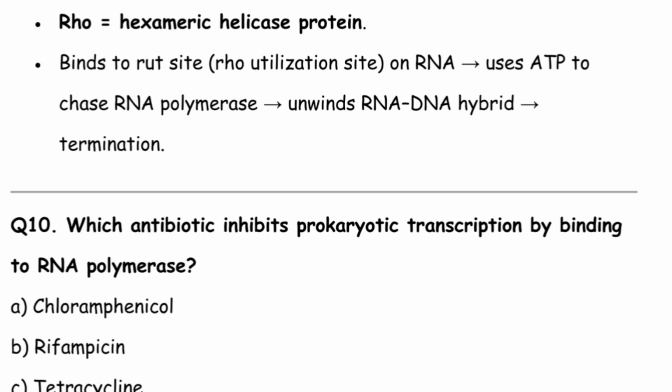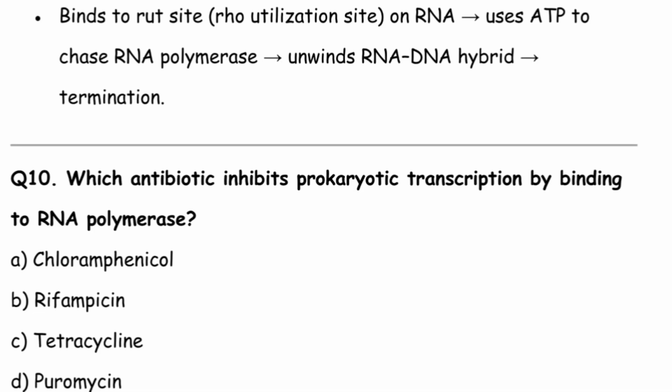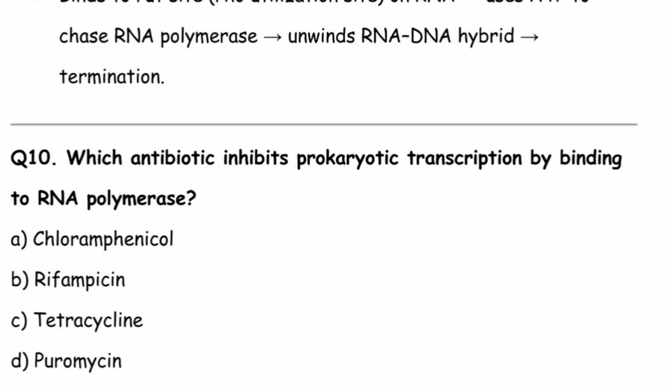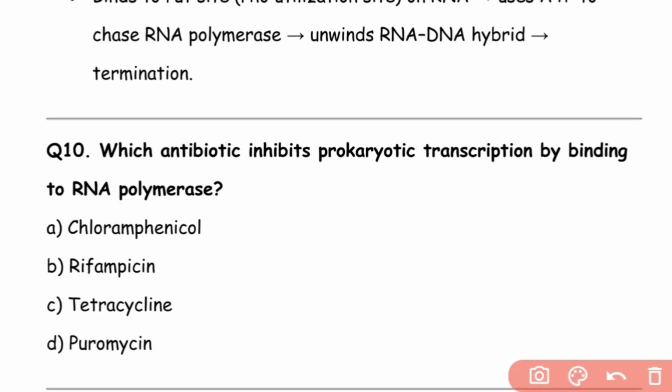Next question. Which antibiotic inhibits prokaryotic transcription by binding to RNA polymerase? A. Chloramphenicol, B. Rifampicin, C. Tetracycline, or D. Puromycin. The correct answer here is rifampicin. What is the mechanism of the other three?